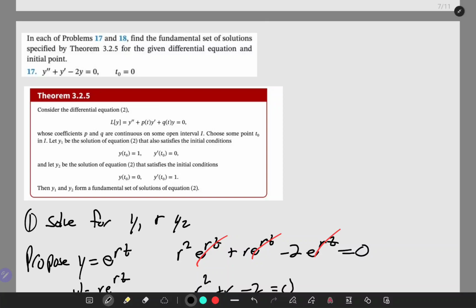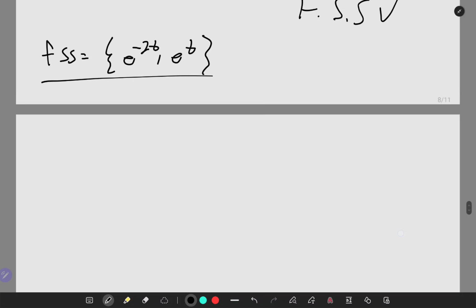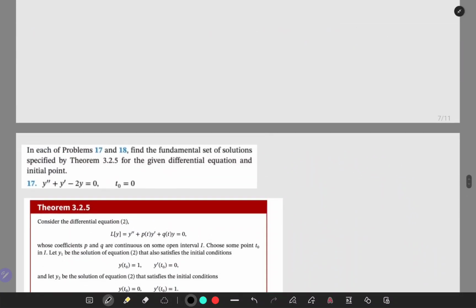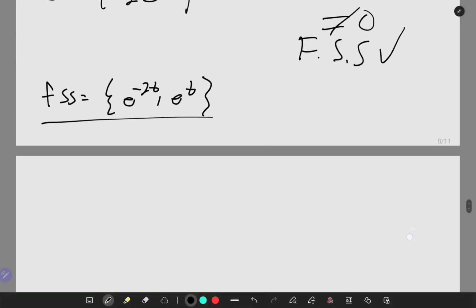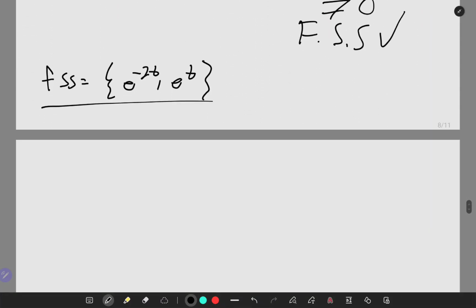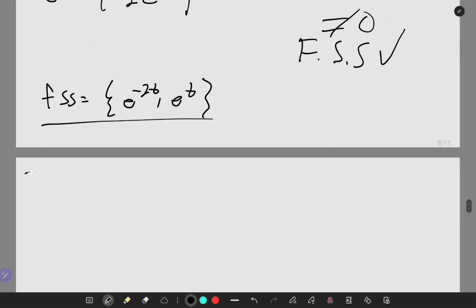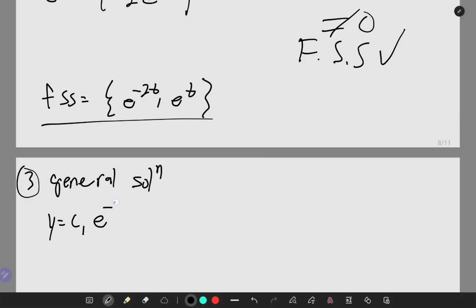So we have to now find the... This was a little miswording, but it just says find the fundamental set of solutions. We have to go through the whole thing and find the general solutions as well. So, what are we on? Step 3 now? General solution. Oh, we can actually write our general solution now. That's just y is equal to c1 e to the negative 2t plus c2 e to the t.